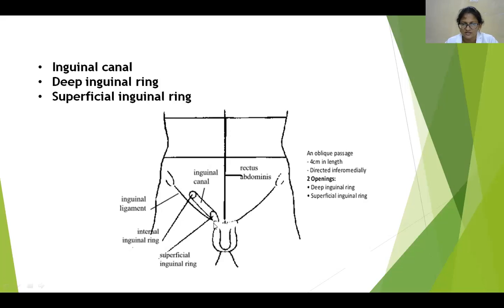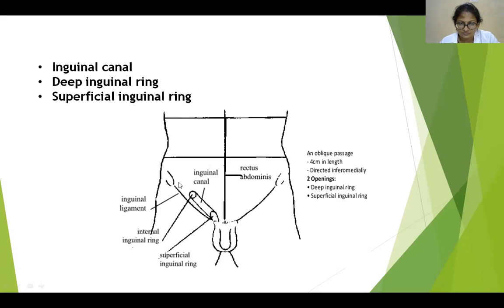You are going to see the superficial inguinal ring 1 centimeter above and lateral to the pubic tubercle. See, this is the pubic crest and this is the pubic tubercle. You are going to see the deep inguinal ring. This inguinal canal extends from the deep inguinal ring to the superficial inguinal ring.